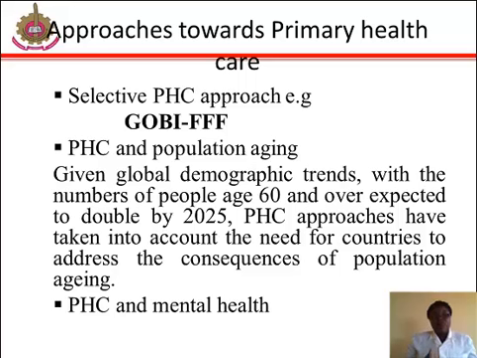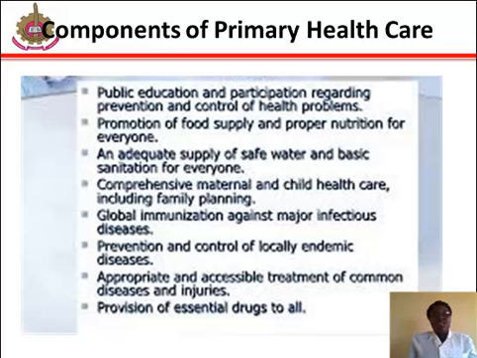There's also another approach of the primary health care and population aging. Given global demographic trends with numbers of people aged 60 and over expected to double by 2025, primary healthcare approaches have taken into account the need for countries to address the consequences of population aging. They need care. What are the components of primary health care?